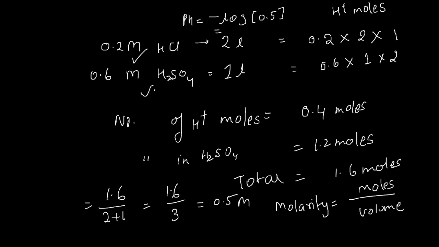So in this you need to calculate the number of H plus moles in HCl and H2SO4, calculate the total number of moles divided by the volume, and that's how you get the molarity in the form of H plus ions, and then you get the pH. So this is the pH of your final solution if you are adding everything together like this in your solution.